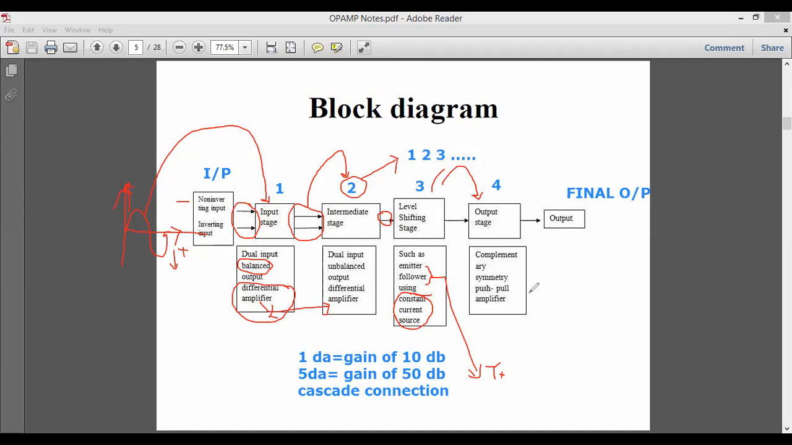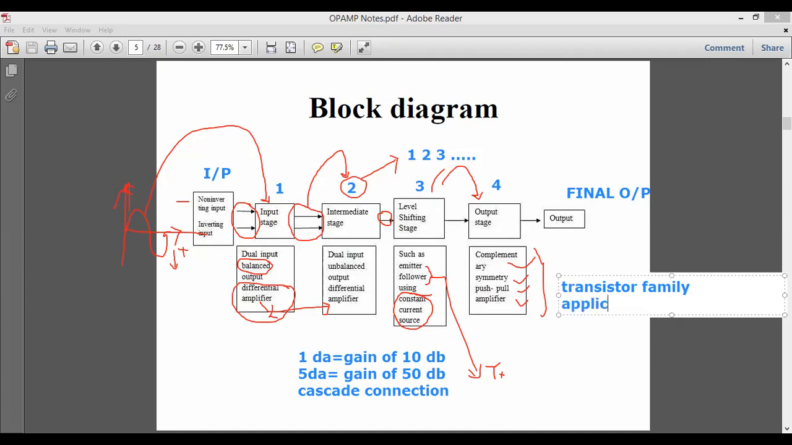And what does the output stage consist of? It consists of a complementary symmetry push-pull amplifier, and this complementary symmetry push-pull amplifier again belongs to the transistor family. It has been derived from the transistor family. One type of application can be developed by making use of this complementary symmetry push-pull amplifier, where all the possible results whatever we get here can be achieved properly, right?